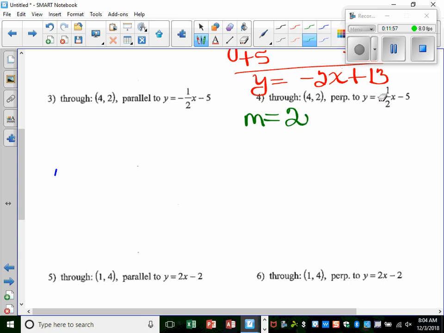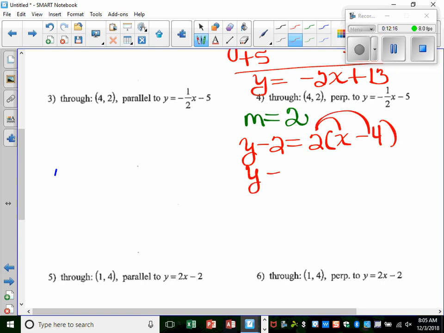So that's going to be a +2. So the opposite sign will be positive, and then reverse it. That means take the reciprocal. It's going to be a +2. Okay, let's write it into point slope. Y minus 2 equals 2 times x minus 4. And then we're going to distribute and solve for y.